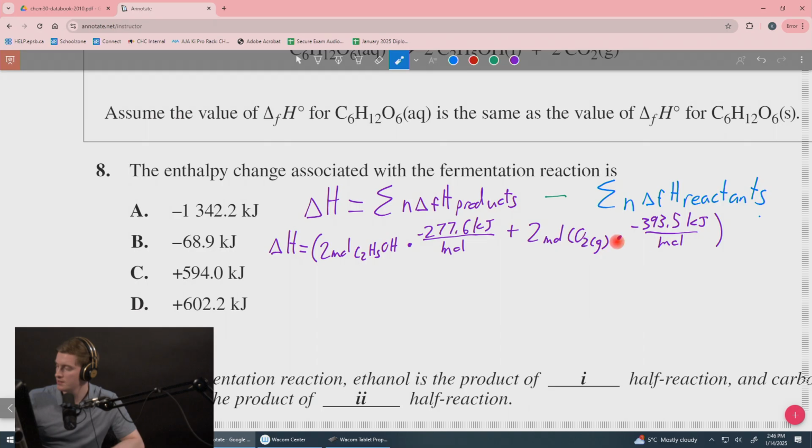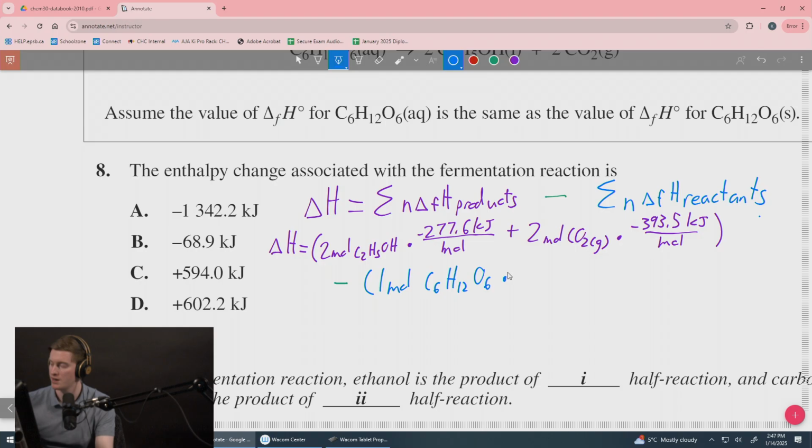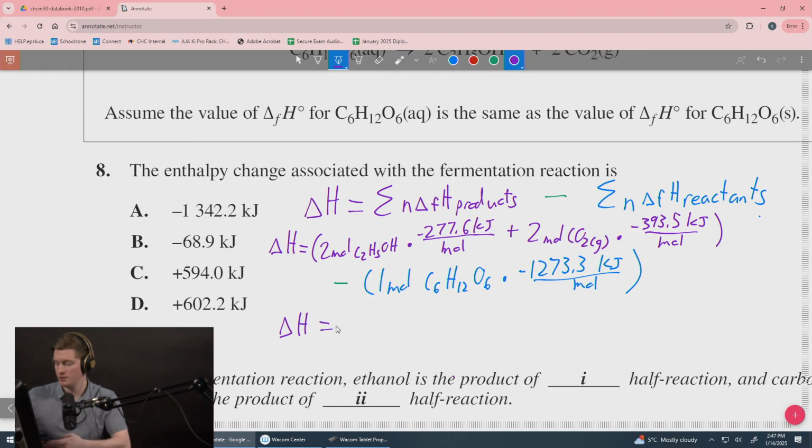That's our products. And then we're going to subtract, I'll do that on the row below, our reactants, which is just 1 glucose. We've got 1 mole of glucose. And we get to use the standard enthalpy of formation from the table, which is negative 1,273.3 kilojoules per mole. Just watch your signs here.